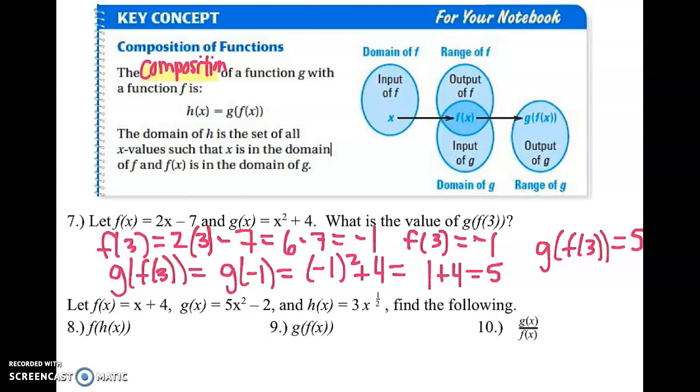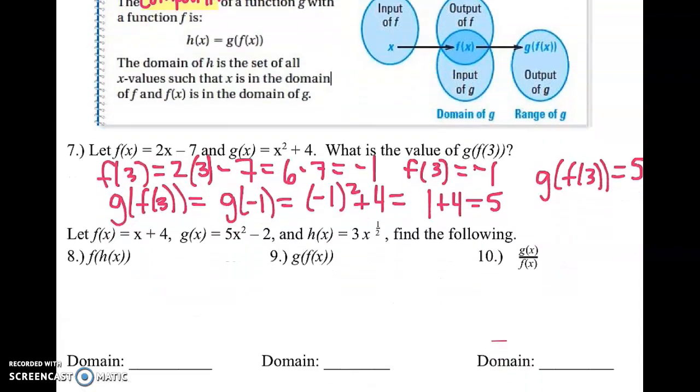You can think of it kind of like an assembly line. You're doing multiple functions. So first we figured out f of 3, then we took what that was and we plugged it into the next one, which was function g, and we got our final answer.